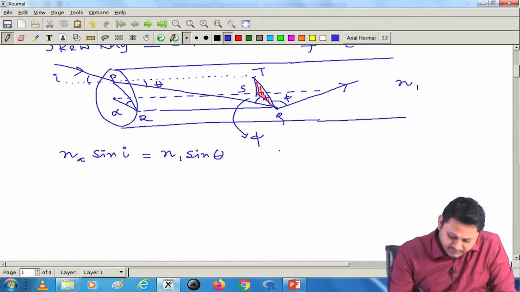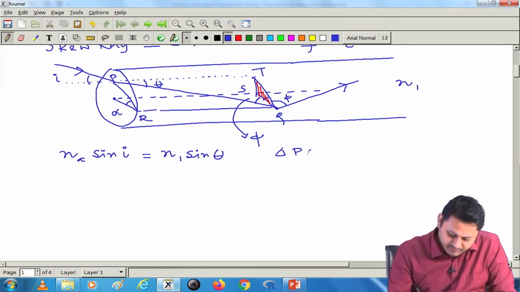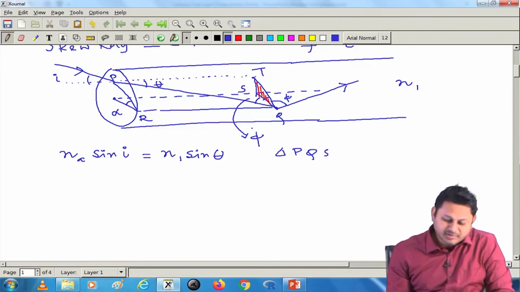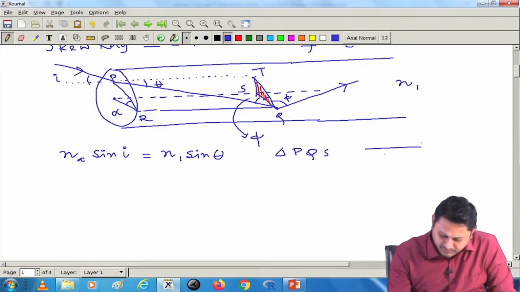Then let us consider the angle. There are many triangles here, so let me first consider PQS, P, Q and S. This angle is phi, so it is associated with phi. So if I draw in a simpler manner, so that we can understand which angle is phi, it should be phi. This is the point P, this is the point Q, and this is the point S.